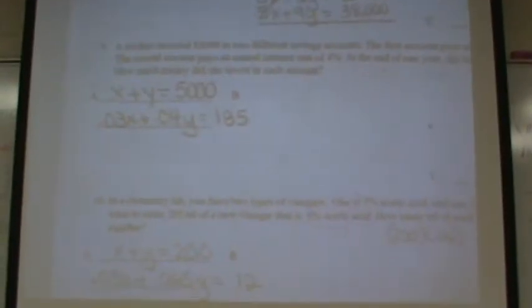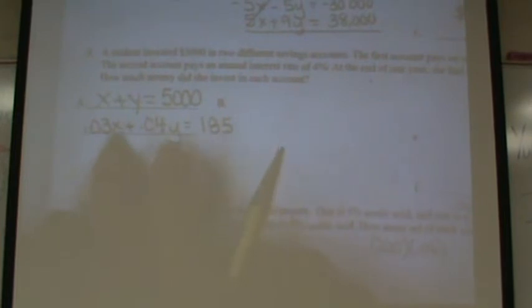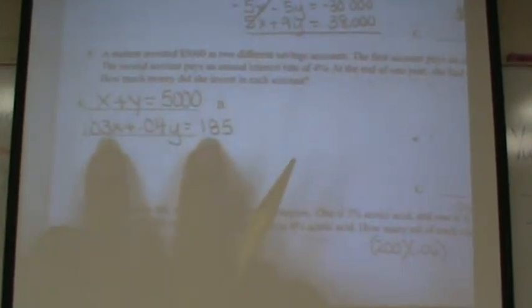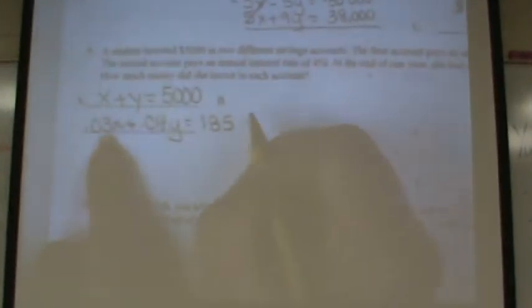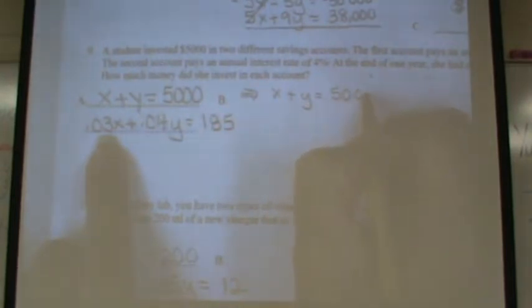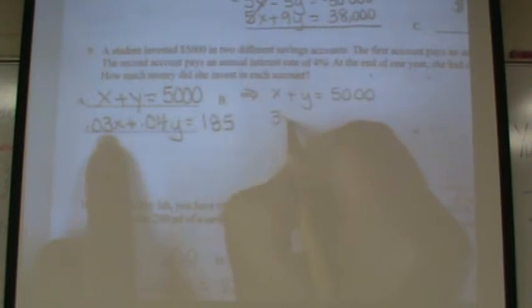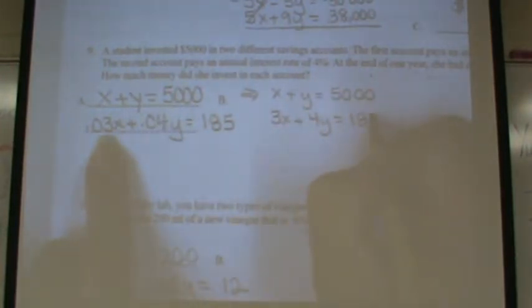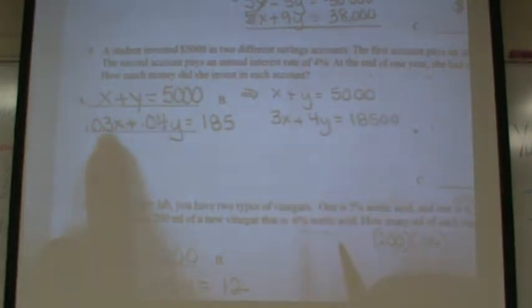Next one, 9. A student is investing $5,000 in two savings accounts. So x plus y is 5,000. And the two accounts earn 3% and 4%, and we're going to earn $185. So the top equation we'll leave alone. We have x plus y equals 5,000. And the bottom one, I'm going to change all these decimals to 3x plus 4y equals 185. I have to add 2 zeros to that number.